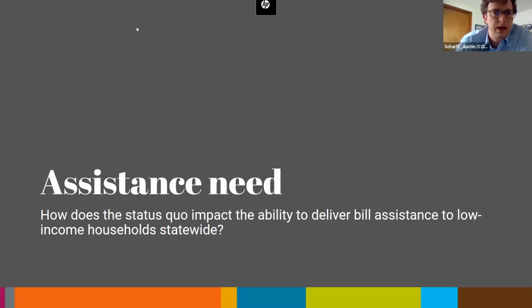So our next area for discussion, we're going to take a quick look, before we turn to thinking about the different funding sources for a statewide program, at the landscape of assistance need in the state, and take that into account before we start looking at funding sources, to help inform that discussion.